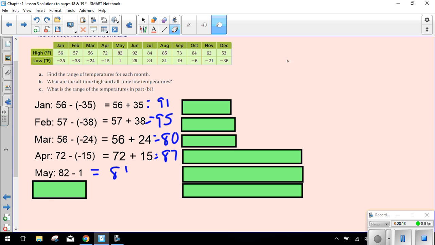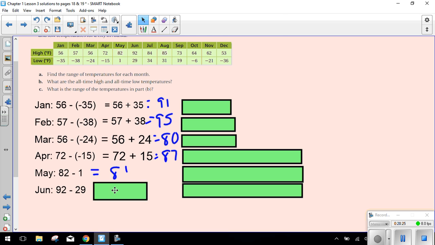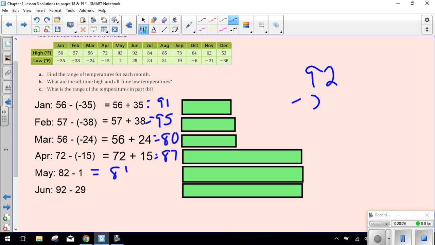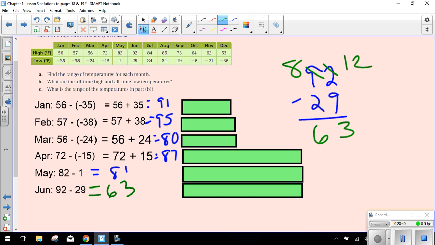Okay, let's take a look at the next. So now we have June. June is 92 and 29, so we're going to take 92 and subtract 29. So 92 minus 29. This becomes 8. This becomes 12. That's 3, and that's 6. So our solution here is 63.